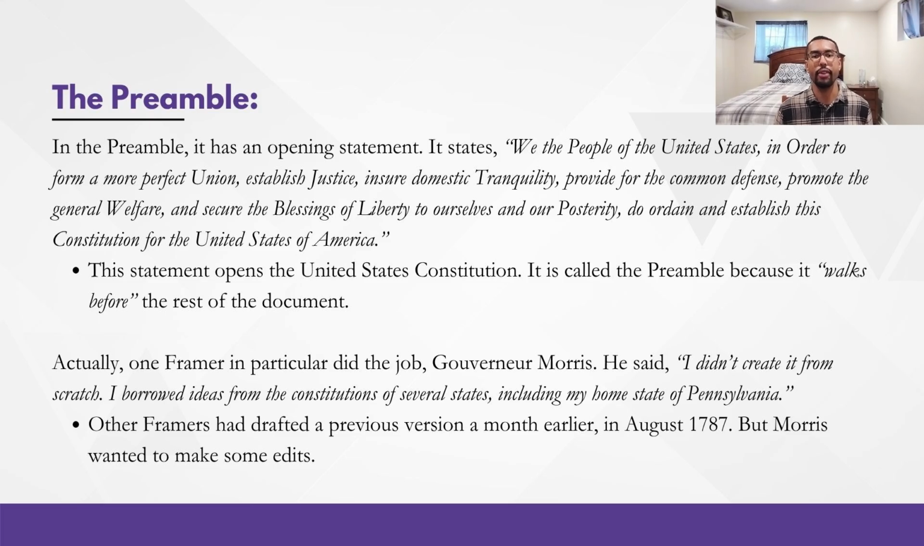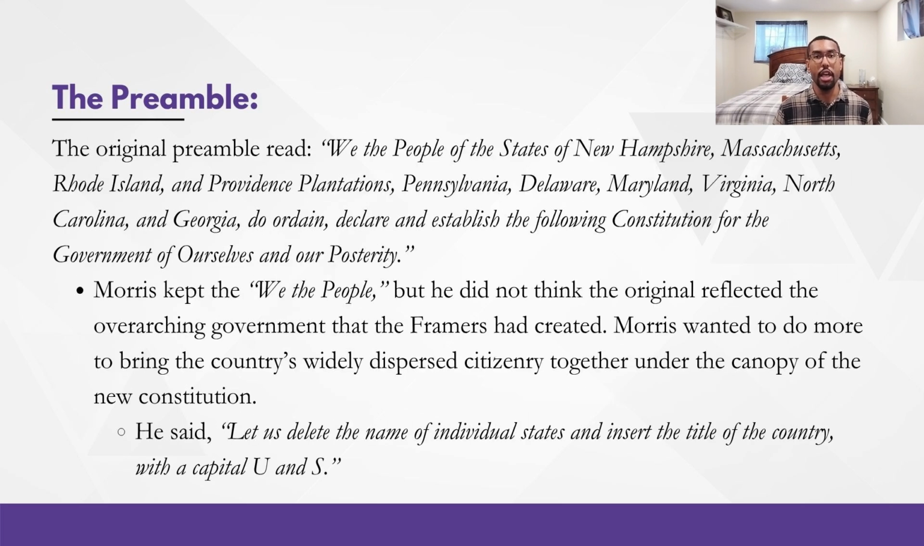Other framers had drafted a previous version a month earlier, in August 1787, but Morris wanted to make some edits. The original preamble read, quote, "We, the people of the states of New Hampshire, Massachusetts, Rhode Island, and Providence Plantations, Pennsylvania, Delaware, Maryland, Virginia, North Carolina, and Georgia, do ordain, declare, and establish the following Constitution of the government of ourselves and our posterity," unquote.